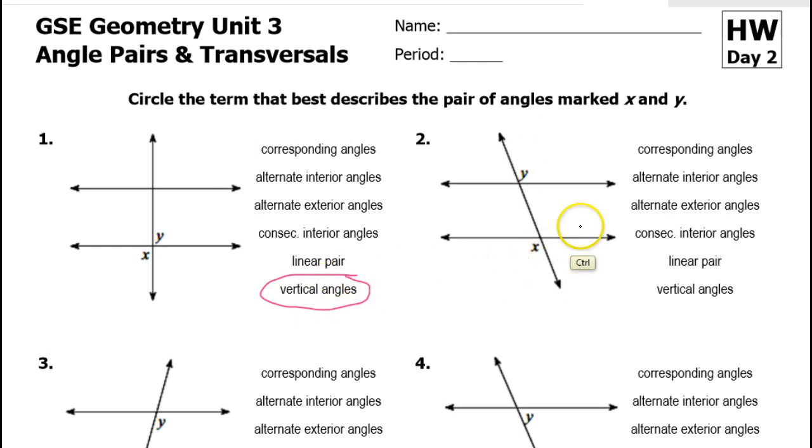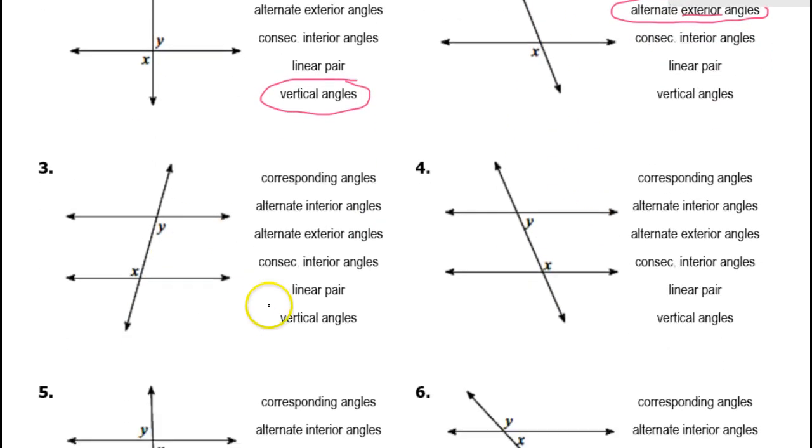What about these? Well, this x and y, see how they're both outside of the lines, outside of the parallel lines? That makes them exterior something. I guess we didn't talk about consecutive exterior angles. So these are definitely going to be alternate exterior angles. They're outside of the parallel lines and they're on opposite sides. That's what makes them alternate. What about number 3?